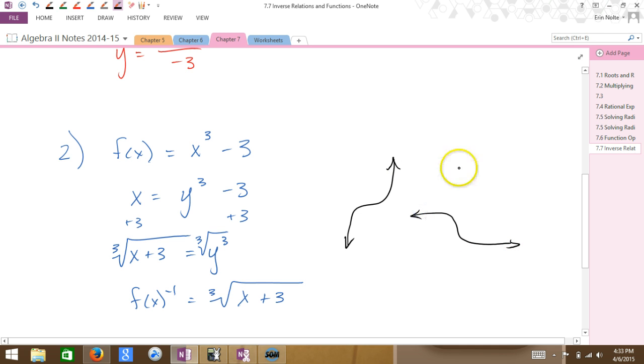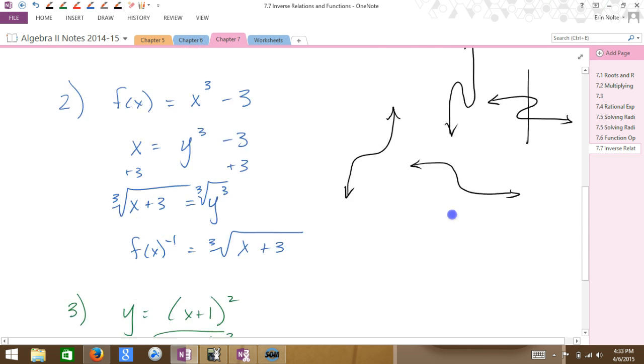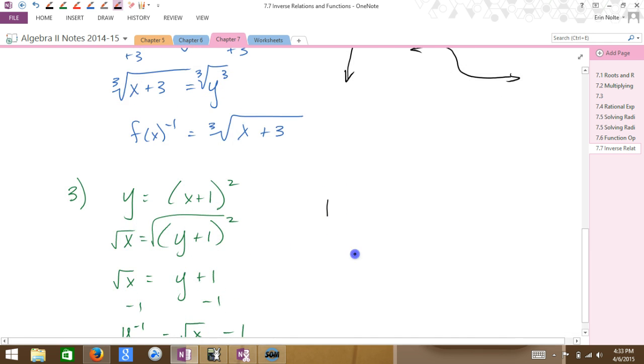But what if my John Travolta looked like this and had lots of waves? Would that inverse be a function? That would turn sideways and look like this. Would that be a function? No, that would not be a function. So you've got to be careful about what the original function is. What about parabolas? If you turn a parabola on its side, will it ever be a function? And the answer to that is no.